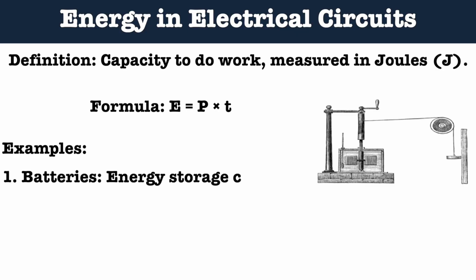Now take the example of batteries. The capacity of a battery is often given in milliampere hours, like mAh, or ampere hours. For instance, a 2000 mAh battery can provide 2000 milliamperes for 1 hour. This relates to the energy stored in the battery.